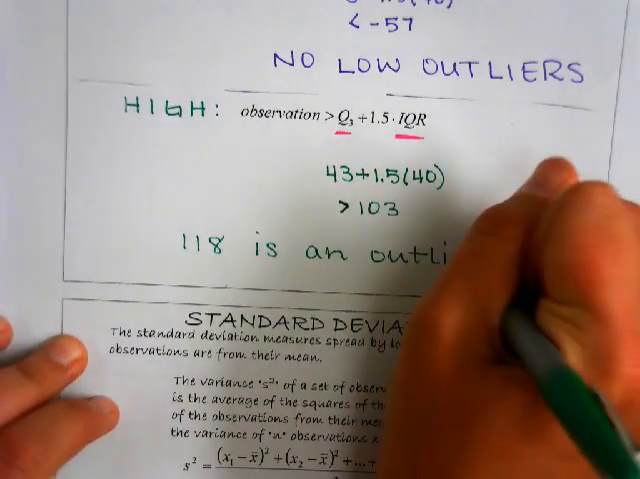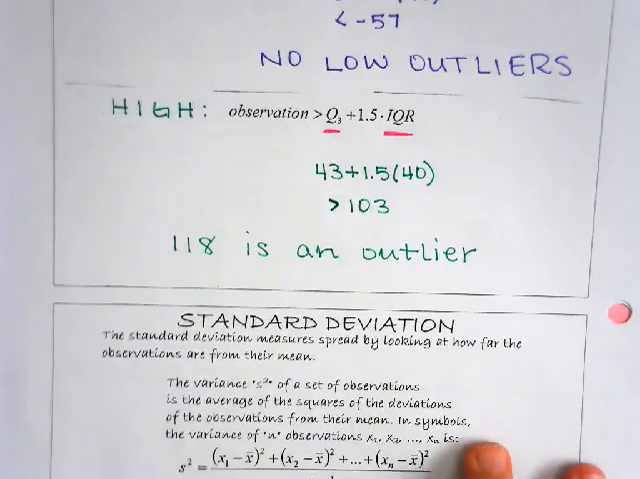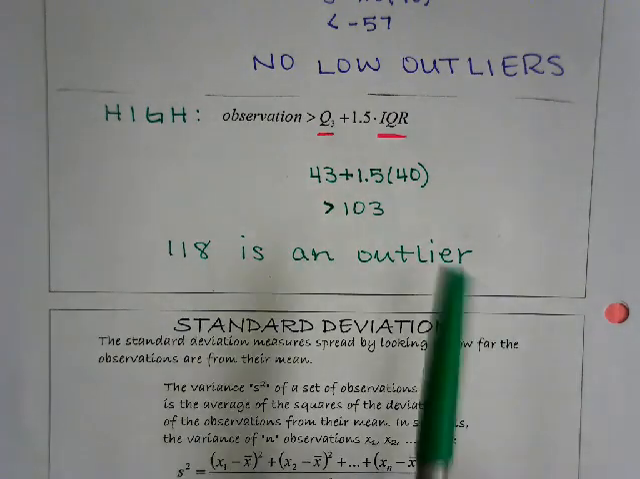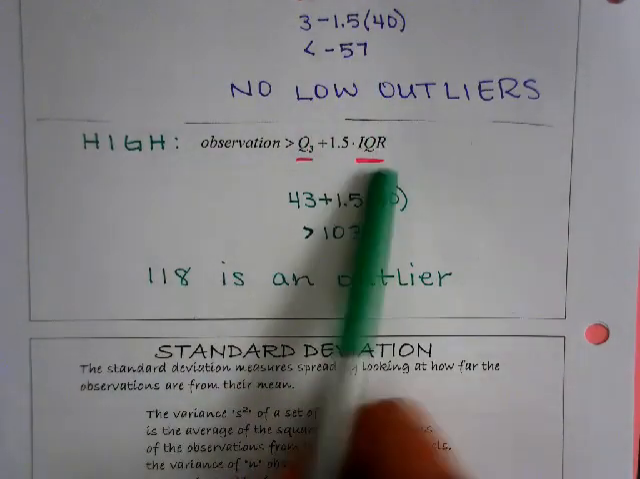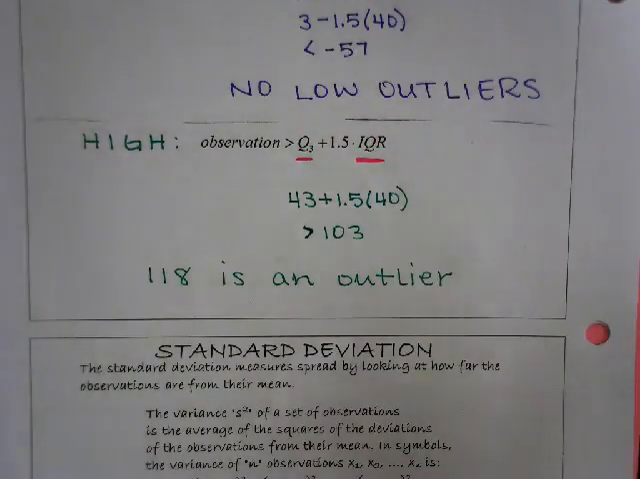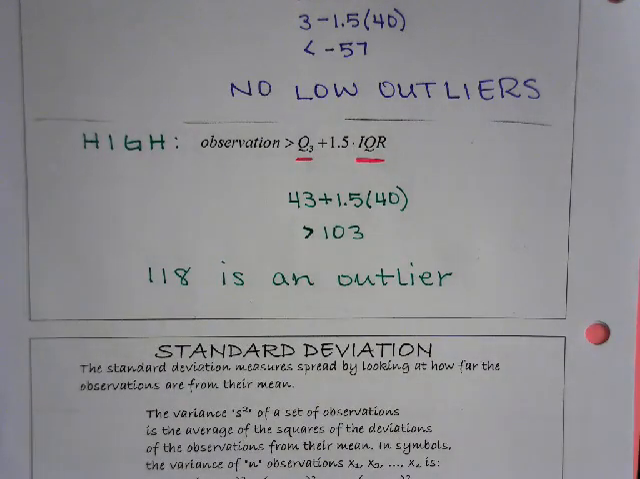So if I ask you guys in homework or on a test to use the outlier formulas, those are the ones I'm referring to. The box plot on the calculator is a great way to just automatically get those identified for you, though. Okay. Any questions on that before we talk about standard deviation?